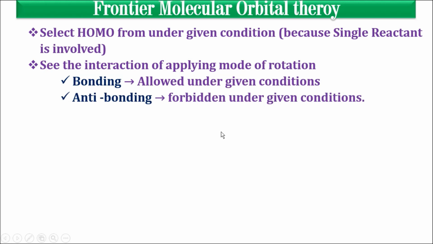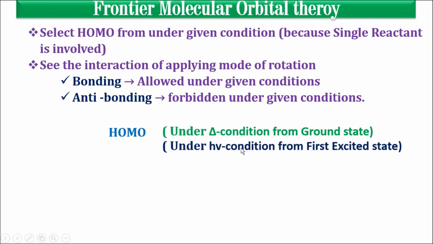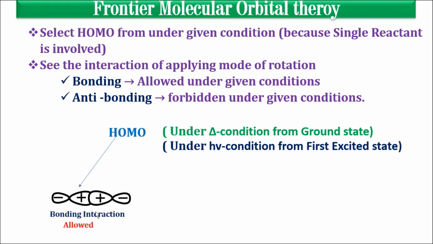So we are taking the HOMO. If you are taking thermal condition, you have to select the HOMO from the ground state. If you are taking photochemical condition, you have to select it from the first excited state. After applying con or disrotation, if the HOMO gives this type of interaction, plus lobe overlapped with plus lobe, this is called a bonding interaction. Then the applied rotation is allowed.